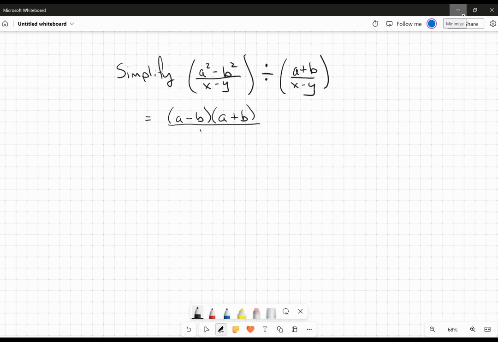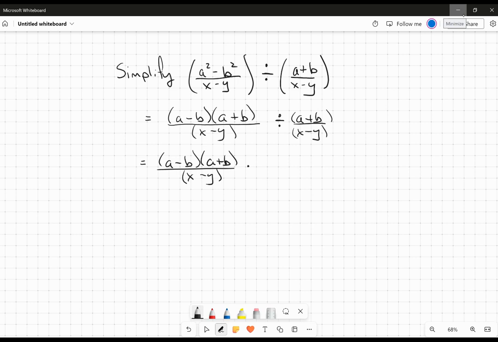That'll be all over x minus y, and that's going to be divided by it. Now, I'm going to do this step by step, so I'm just going to leave it like that for right now. Maybe I'll put parentheses around those binomials just to keep them together so they're visually together. Now, I'm going to deal with that division. So I'm going to get a minus b times a plus b all over x minus y.